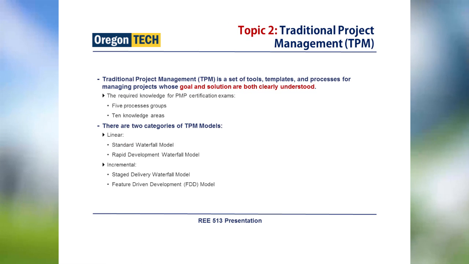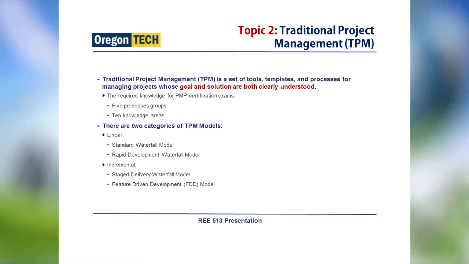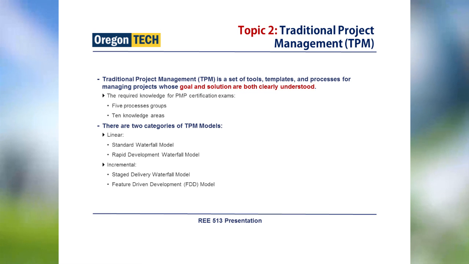Traditional project management is a set of tools, templates, and processes for managing projects whose goal and solution are both clearly understood. This is the easiest type of project, and the required knowledge for the PMP certification exam. It basically has 5 process groups and 10 knowledge areas that you have to master.